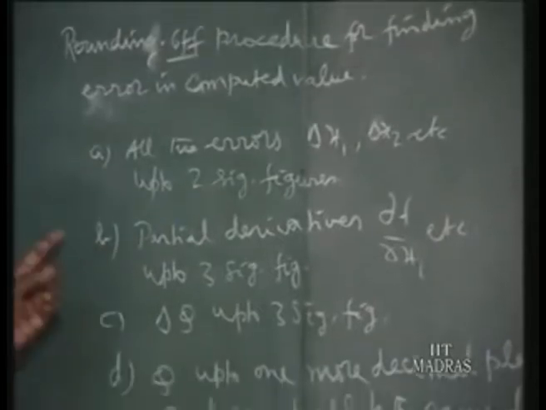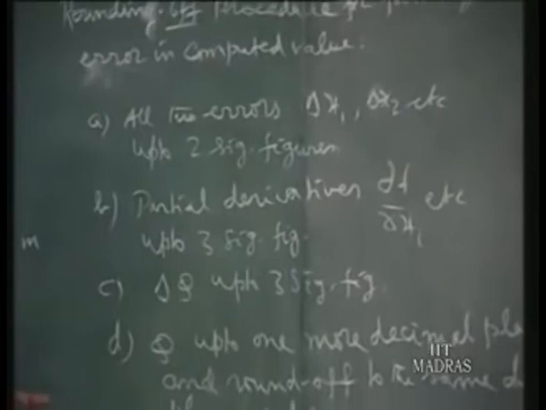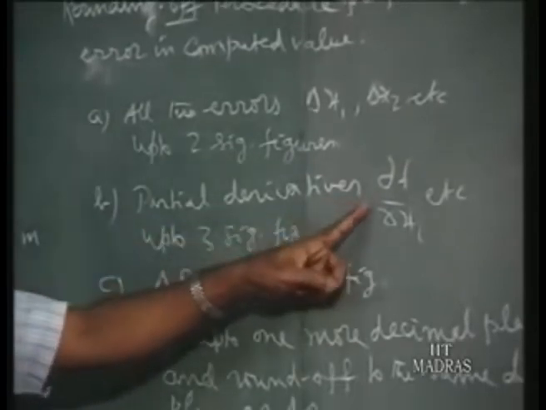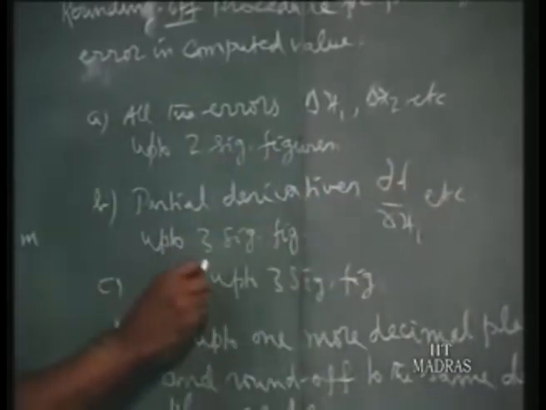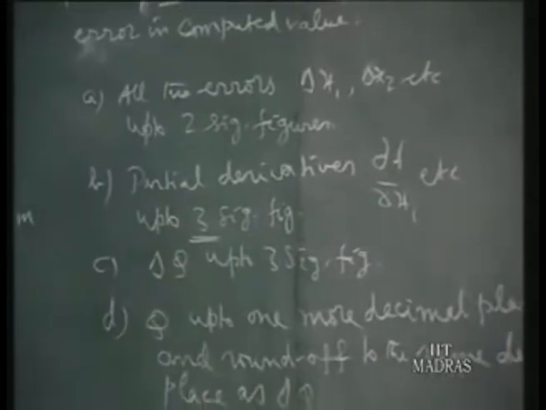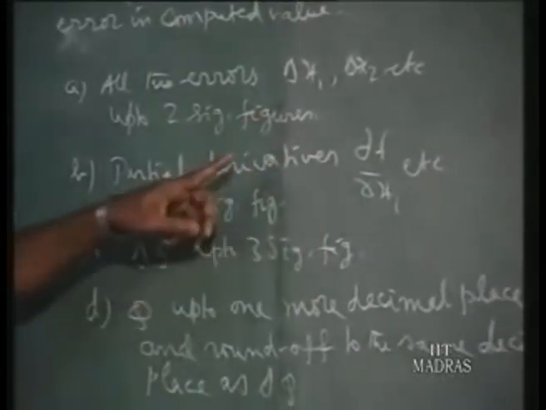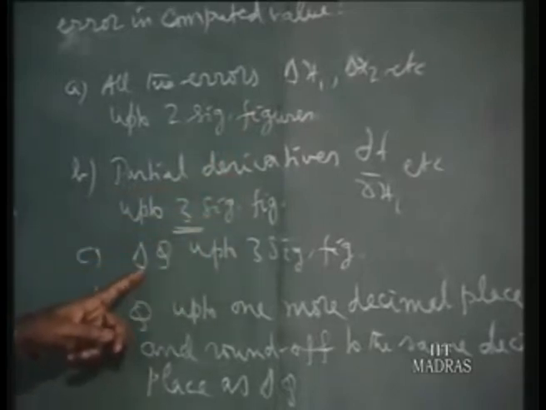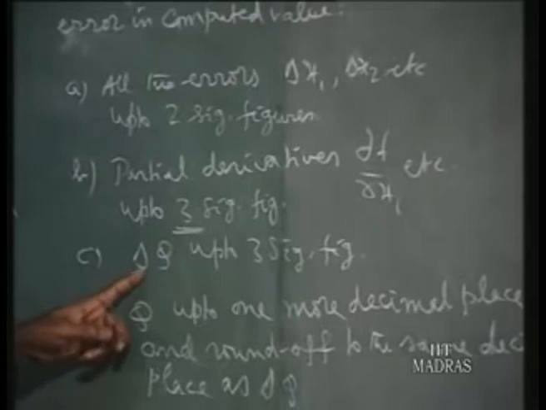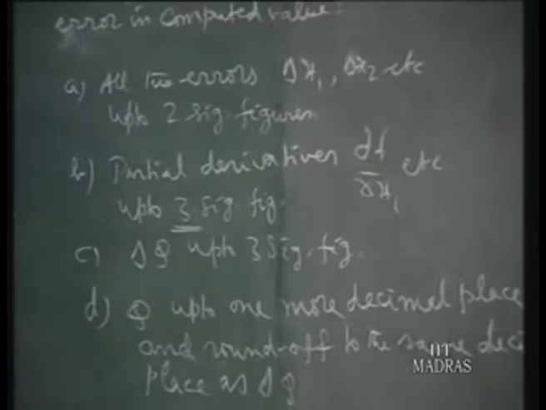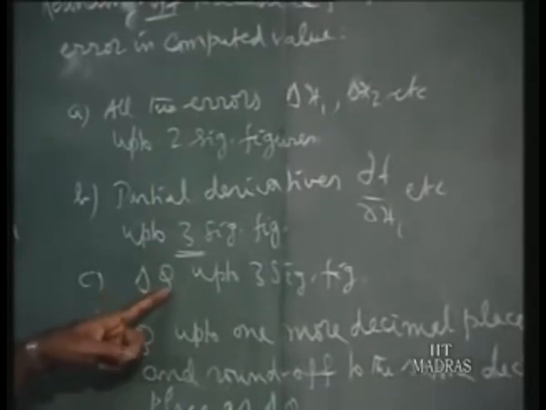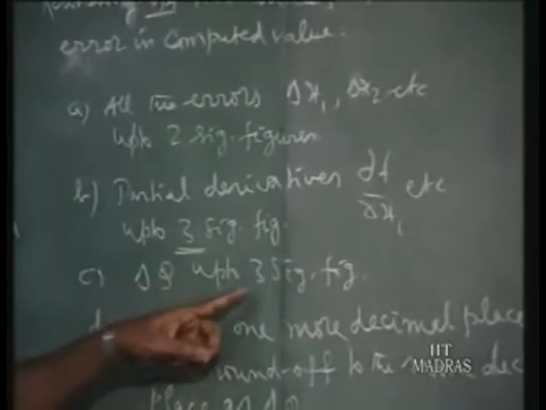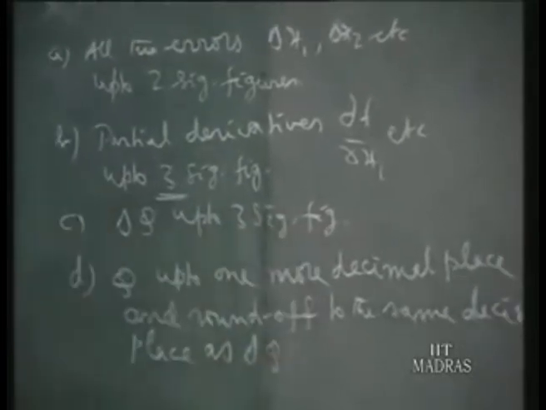Then while we are computing the propagated error in the computed value, we find the partial derivatives, dou f by dou x1, dou f by dou x2, dou f by dou x3 and so on. That should be computed up to 3 significant figures. Then with these values, we compute delta q using the formula delta q is equal to root of (delta x1 into dou f by dou x1) whole square plus (delta x2 into dou f by dou x2) whole square and so on. That error in the computed value may be computed up to 3 significant figures.